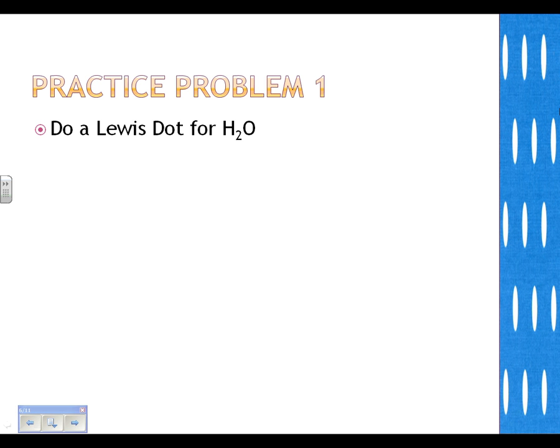So, the Lewis dot for H2O, or water. We start by putting oxygen as the central atom. Hydrogen. Since there are 2 hydrogens, they'll be on either side. Draw single bonds and complete the octet. Since hydrogen is an exception, it is satisfied with 1 electron single bond. And that is the Lewis dot structure for water, or H2O.